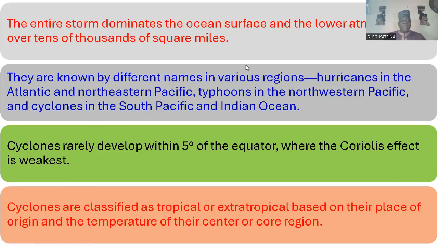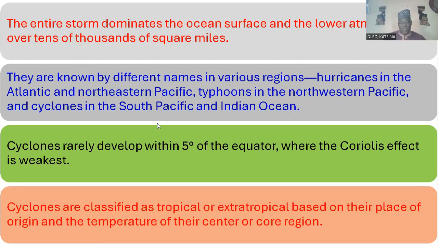Now, the entire storm dominates the ocean surface and the lower atmosphere over tens of thousands of square miles or square kilometers. They are known by different names in various regions. They are known as hurricanes in the Atlantic and the northeastern Pacific, typhoons in the northwestern Pacific, and cyclones in the South Pacific and Indian Ocean. Cyclones rarely develop within 5 degrees of the equator. That means within 5 degrees latitude of the equator, where the Coriolis effect is weakest.